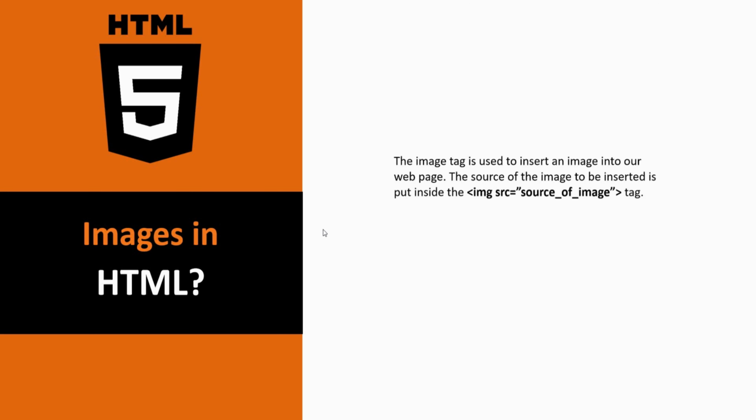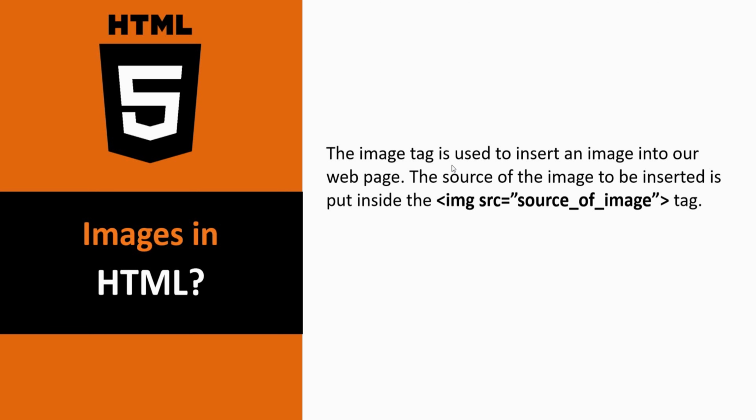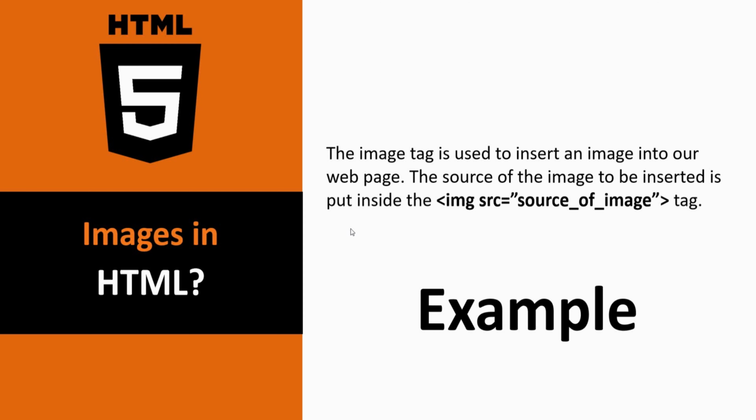Images in HTML. The image tag is used to insert an image into our web page. The source of the image to be inserted is put inside the image src attribute, which is the source of the image. This is the tag for inserting the image. Now we will see the example for it.